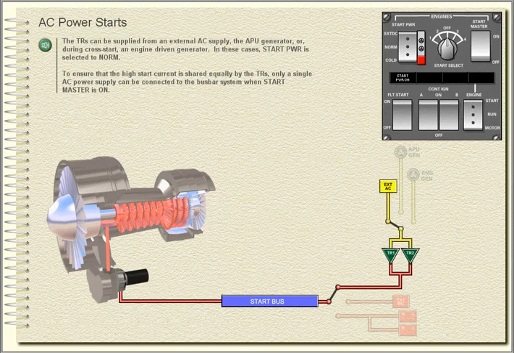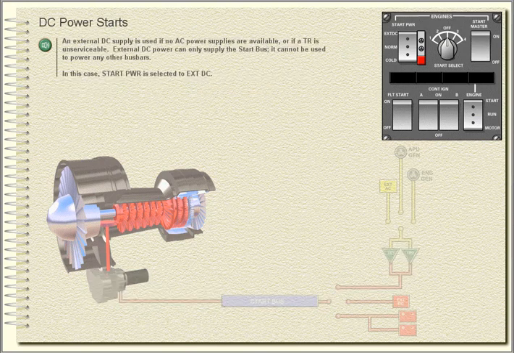AC power starts. The TRs can be supplied from an external AC supply, the APU generator, or during cross-start, an engine-driven generator. In these cases, start power is selected to normal. To ensure that the high start current is shared equally by the TRs, only a single AC power supply can be connected to the bus bar system when Start Master is on.